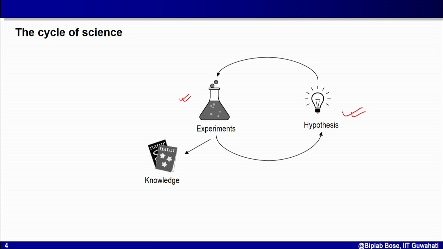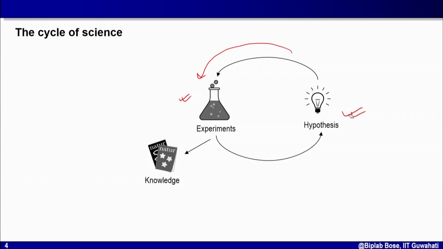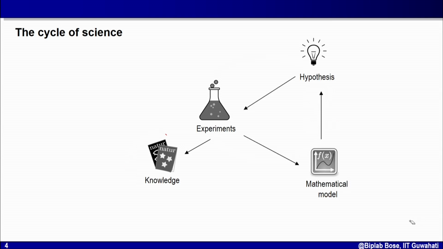Now, once you have created the hypothesis, you go back again to the experiment and design a new experiment to test this hypothesis. This cycle from experiment to hypothesis keeps on happening. And eventually, we get knowledge about the system. So this is a cyclic process of scientific endeavor. A mathematical model fits just there.